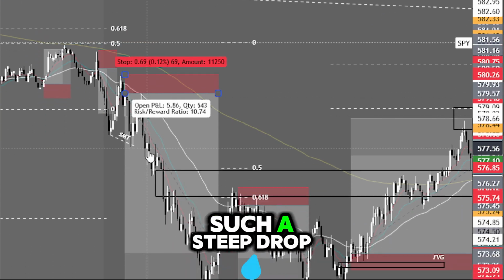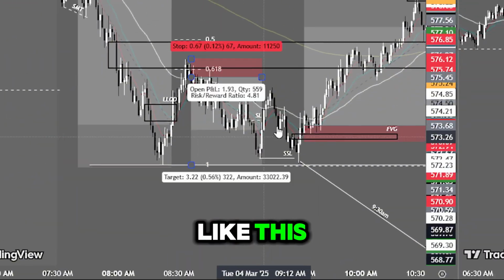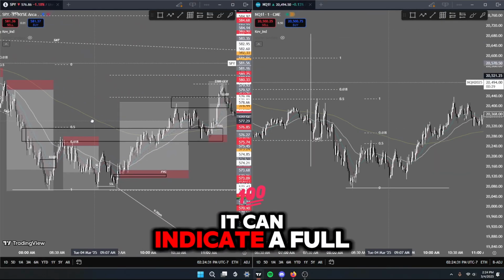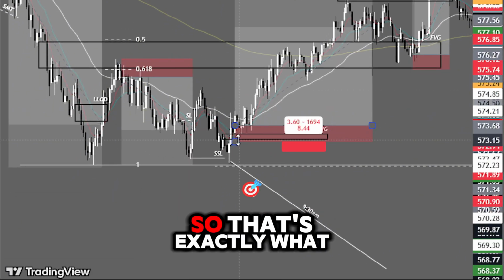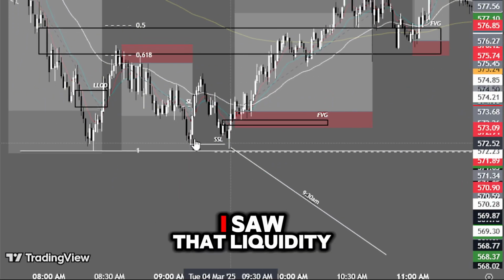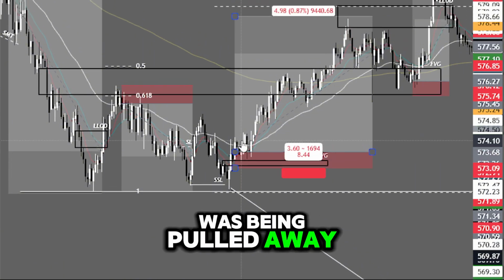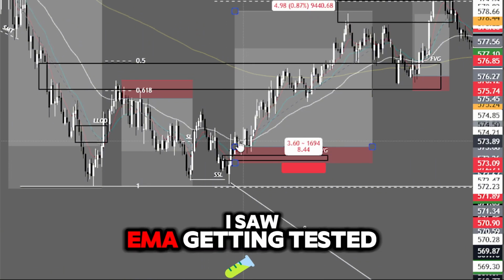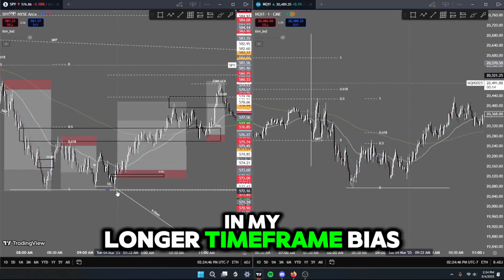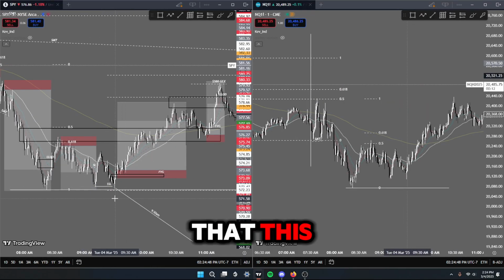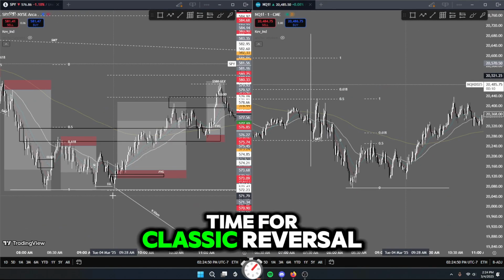But when we have such a steep drop like this, most of the time it can indicate a full reversal coming. So that's exactly what I did. I saw that liquidity was being pulled away once again. I saw EMA getting tested in my longer time frame bias, that this 9:30 a.m. is a perfect time for a classic reversal.